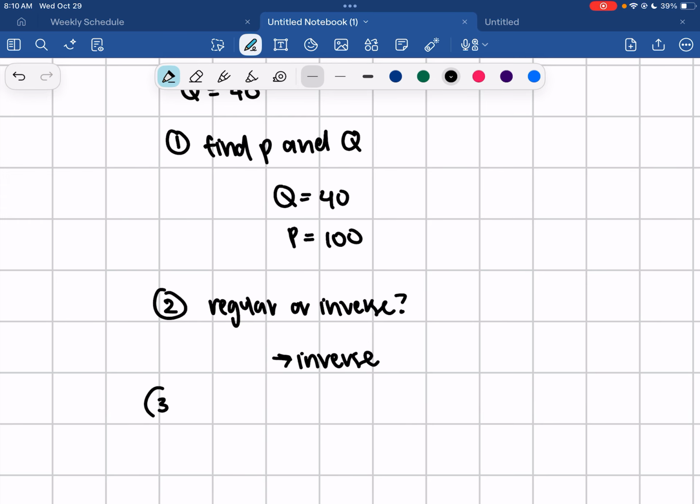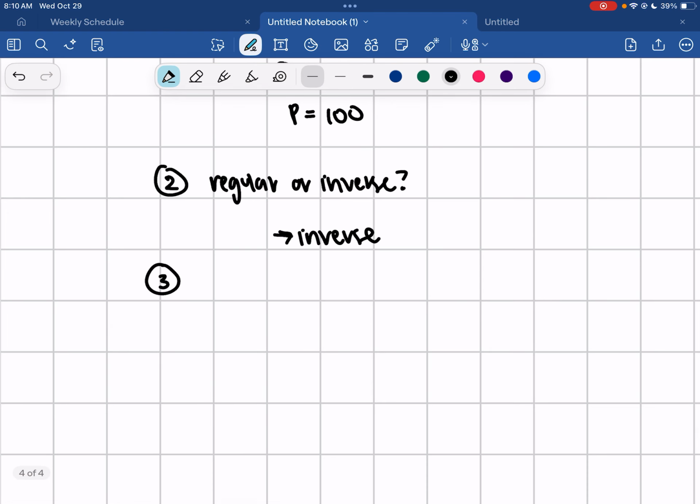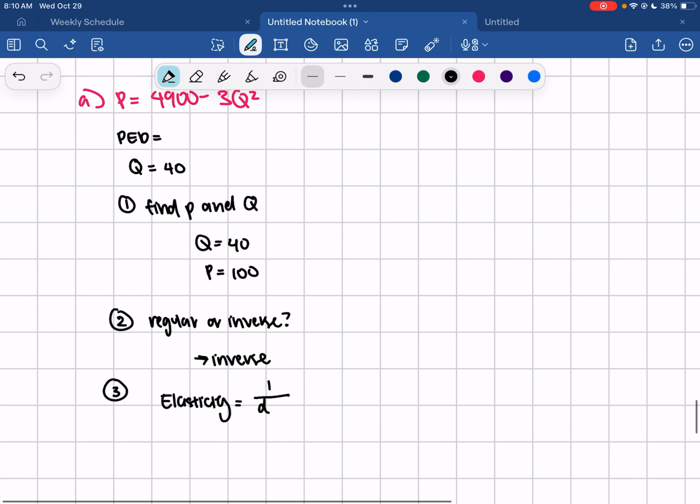So now that we know which formula we're working with, we can find out what equation we need. When we take the inverse, we typically do this formula. So this doesn't just apply to PED. Elasticity equals 1 over the derivative of, well, the slope of PQ. All right, and then the rest of the formula is the same, where P is always on top of Q. That's just how it goes.